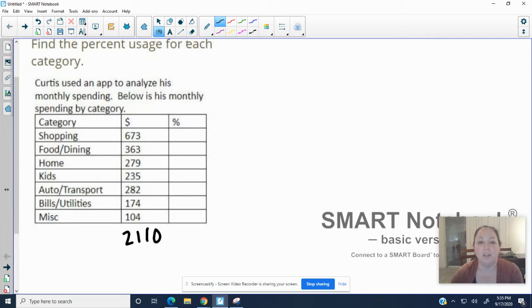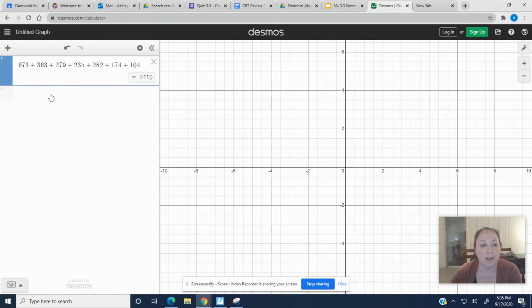Now it asked me to find the percent spending. So what I'm going to do is take each of these categories, like shopping is $673, and divide it by my total, because percent means of the total. The total here is 2110. So I'm going to come over to Desmos and do 673 divided by 2110, and I'm just going to round this off at two places. So this is 0.318, and I'm going to round that up to about 0.32 or 32%.